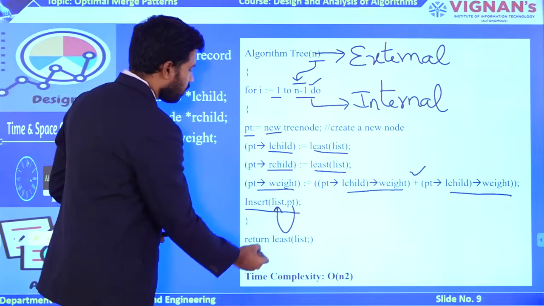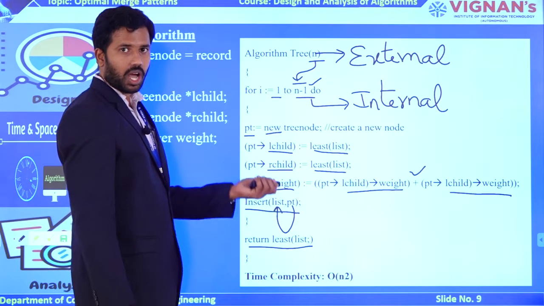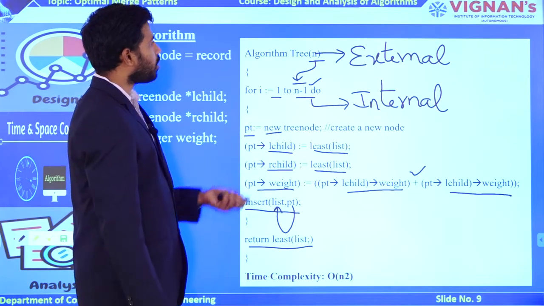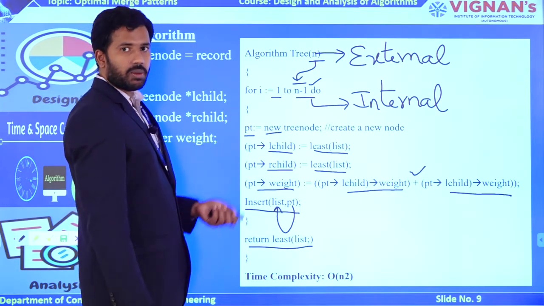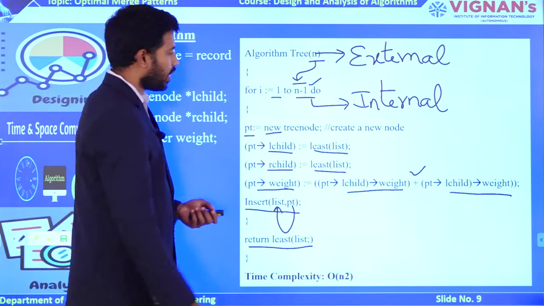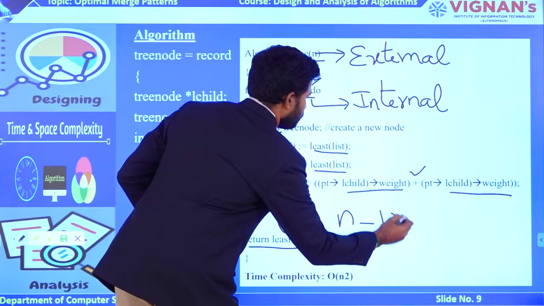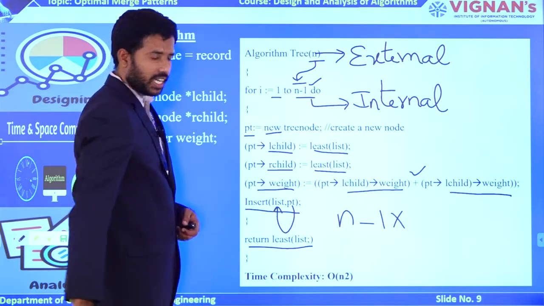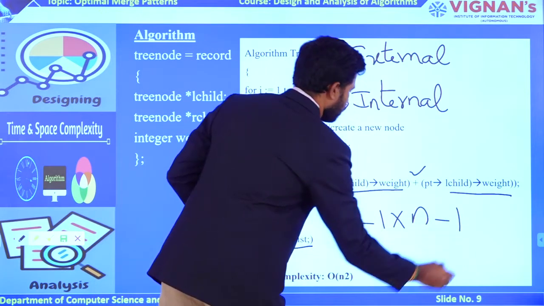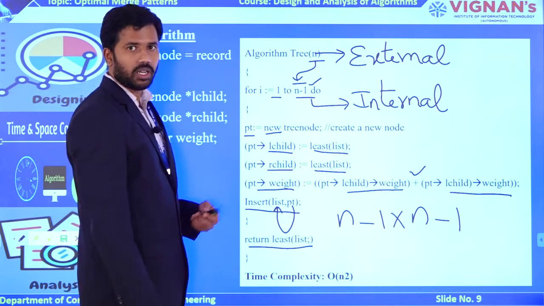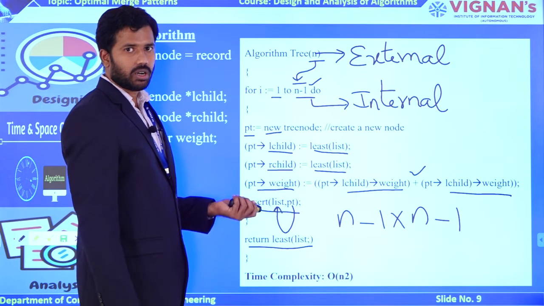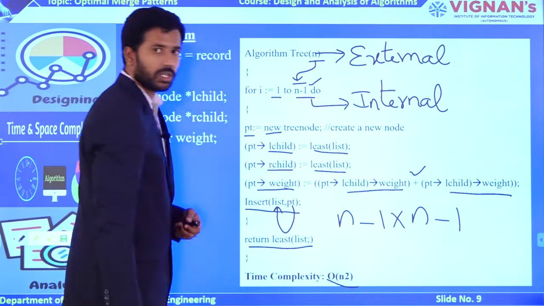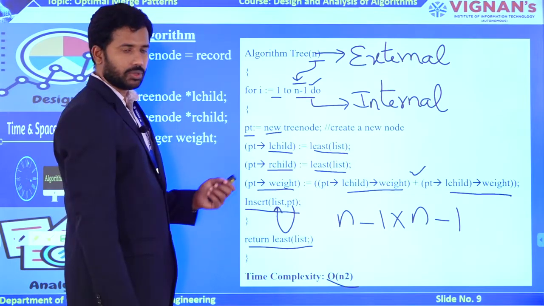After that, I am returning my list, the last merged list size. If you observe here, how many times is your for loop executing? N minus 1 times. And how many nodes are you inserting? N minus 1. So n minus 1 into n minus 1, you get a total time complexity as worst case order of n square. That's why here the time complexity is n square. Don't get confused.